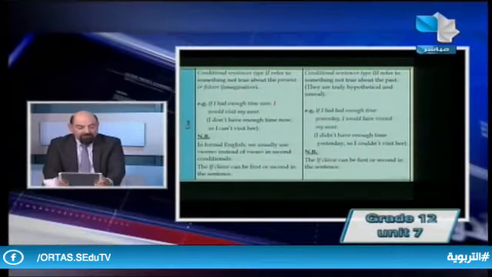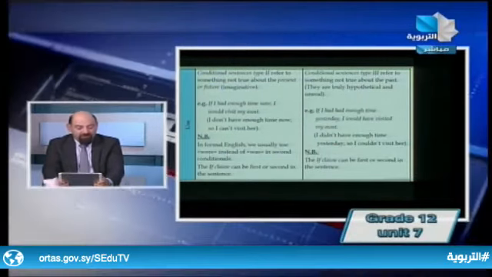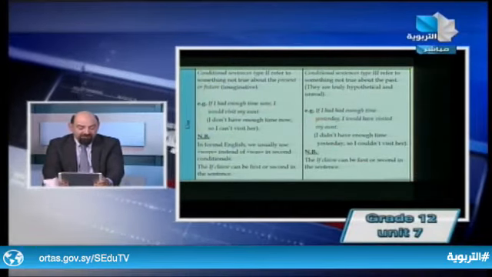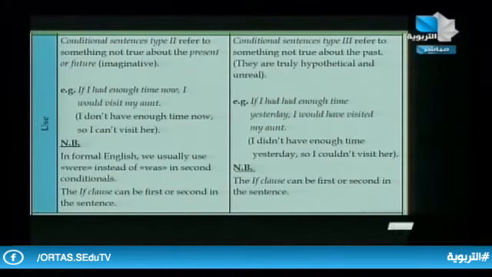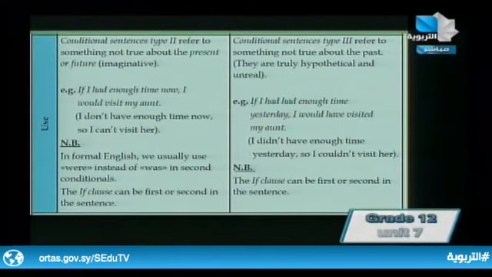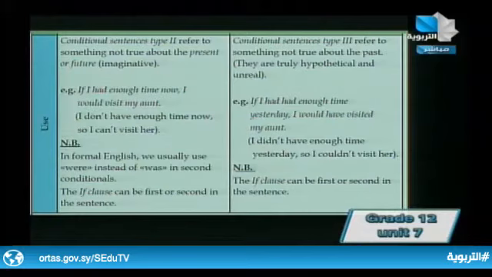A note about the second conditional. In formal English, we usually use were instead of was in second conditionals. So we can use were with all pronouns: if I were, if she were, if it were, even if he were. The if clause can be first or second in the sentence. We can start with the if clause or the main clause.